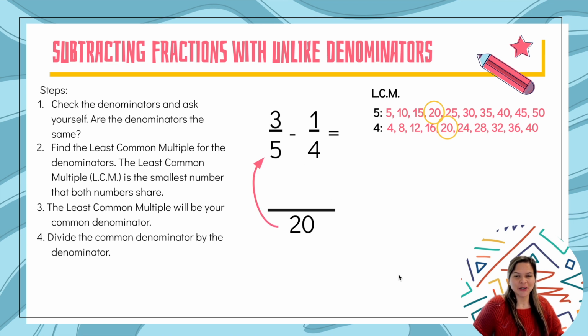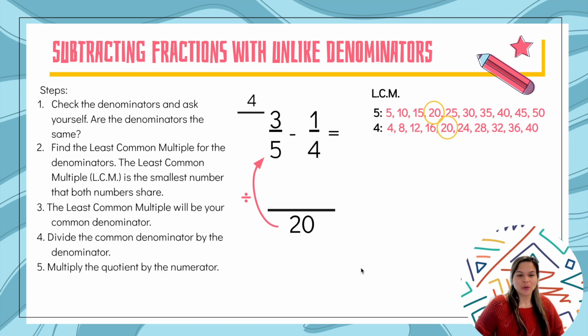Next, we are going to divide the common denominator by the denominator. In this case, it's 20 divided by 5. 20 divided by 5 is equal to 4. Then we're going to multiply the quotient, the answer for that division. So 20 divided by 5 is equal to 4. And now we multiply 4 times 3 is equal to 12. And we write it here.